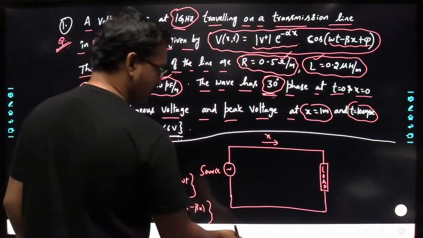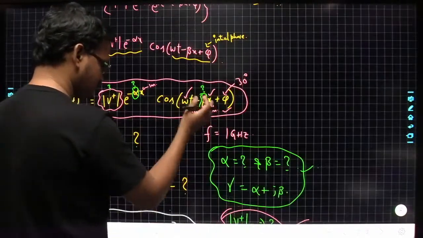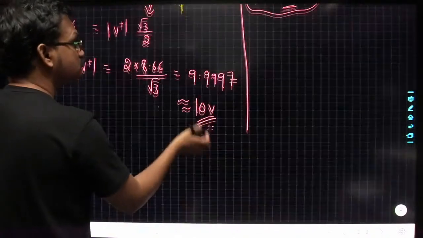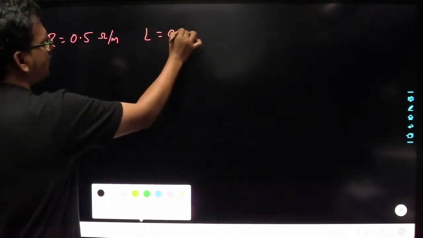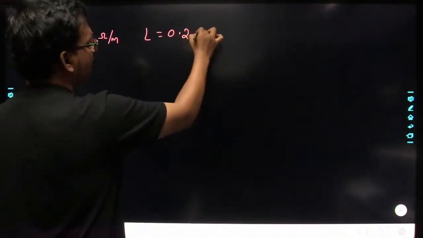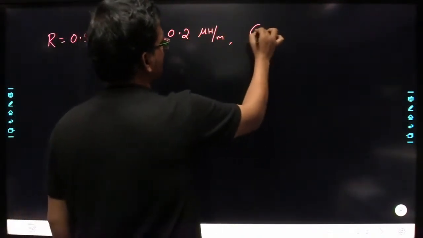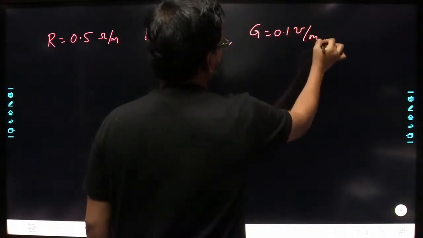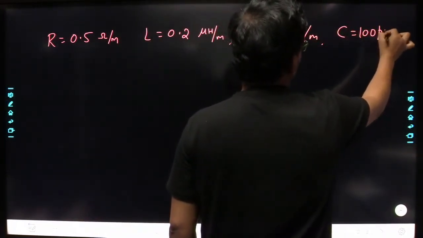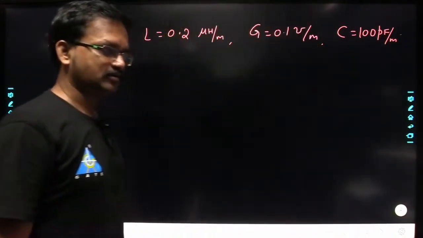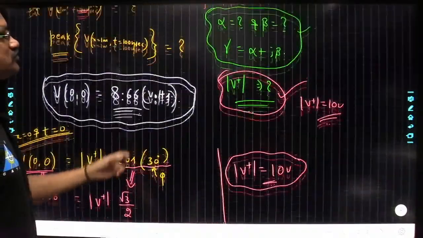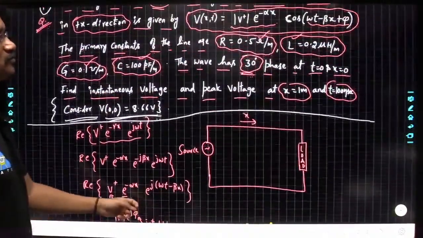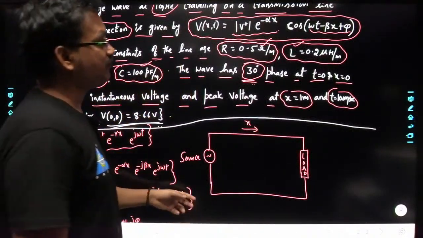So I am writing the data here. R is equal to 0.5 ohm per meter, L is equal to 0.2 micro Henry per meter, G equal to 0.1 mho per meter, C equal to 100 picofarad per meter. I hope the data is correct here: 0.5, 0.2, 0.1, 100. Okay, perfectly correct.